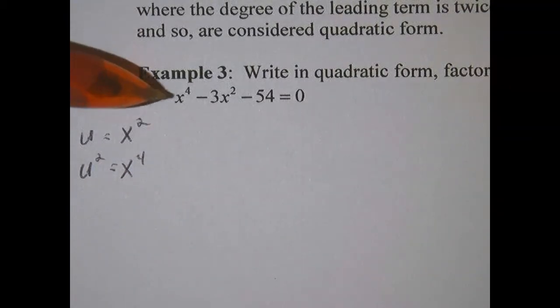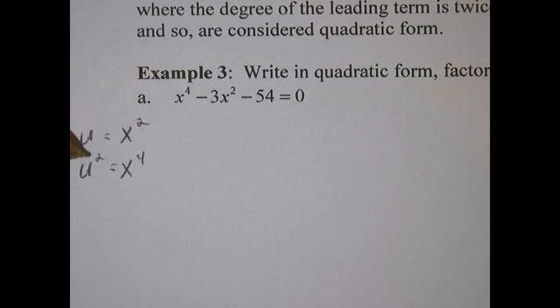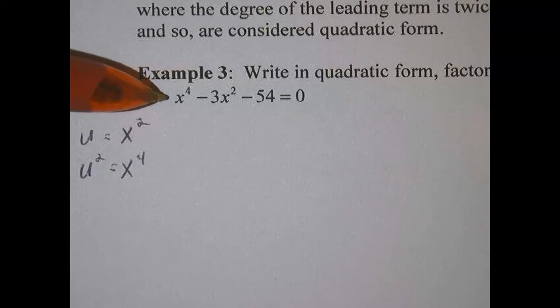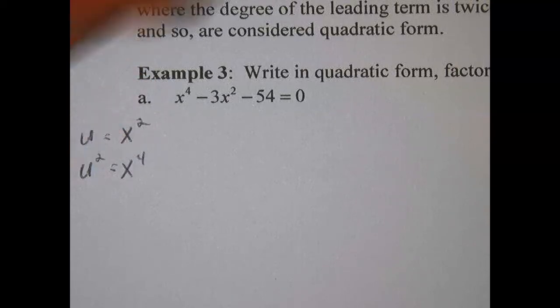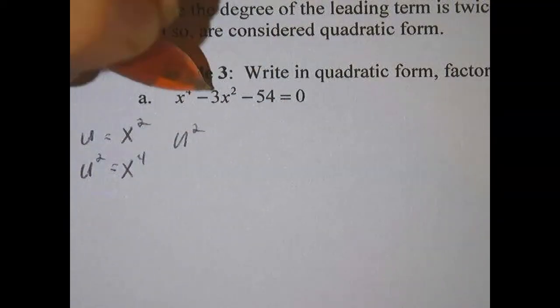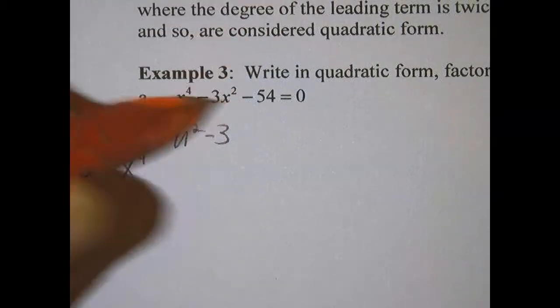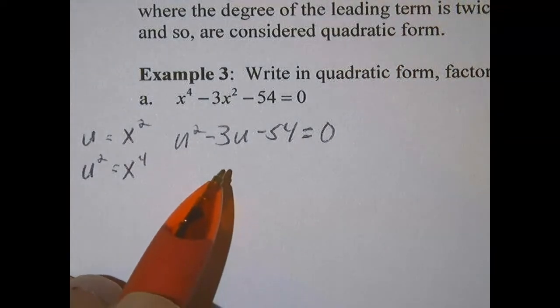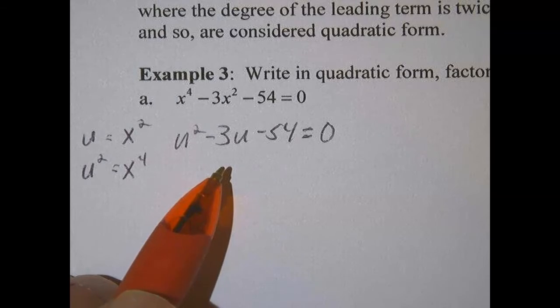Now we're just going to rewrite this with u's instead of x's, and we will then have a quadratic. This will only work if your original equation were in quadratic form. So watch what happens. X to the fourth turns into u squared, minus 3x squared, well, x squared is u, so minus 3u minus 54 equals 0. Look at that. That's amazing. It's just a quadratic. We can solve that by factoring, the normal way of factoring.